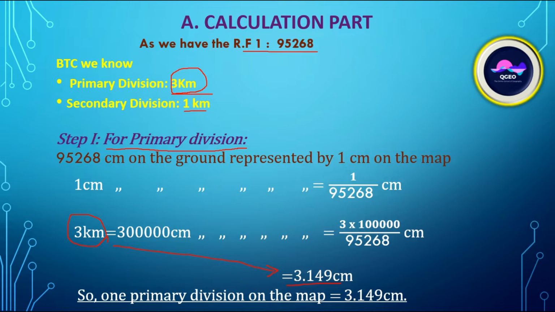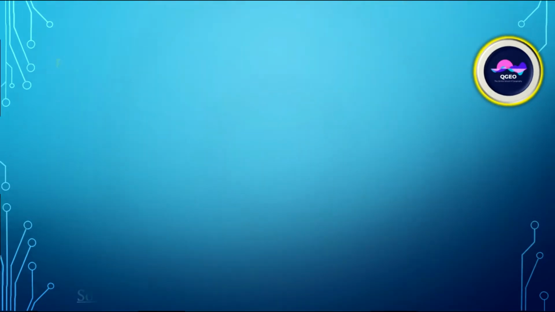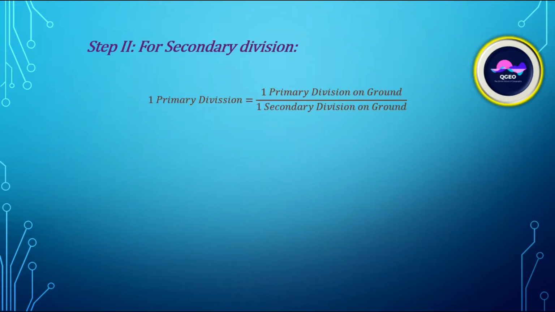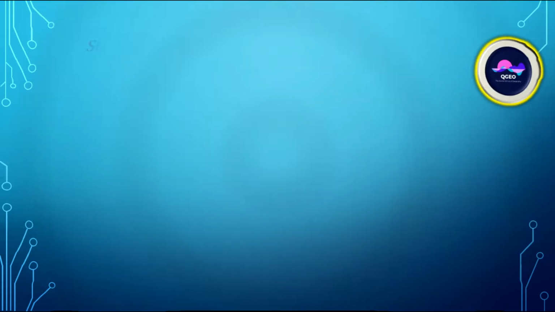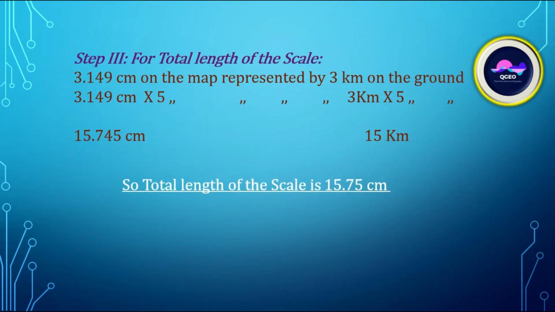In this way we can calculate step 2 for secondary division. Here one primary division is equal to one primary division on the ground divided by one secondary division on the ground. So primary division is equal to 3 kilometer, secondary is 1 kilometer here. So one primary division is equal to 3 secondary divisions. Now step 3 for total length of the scale.